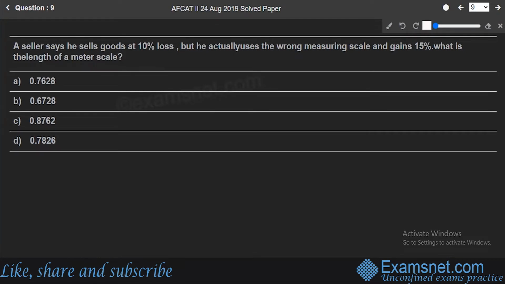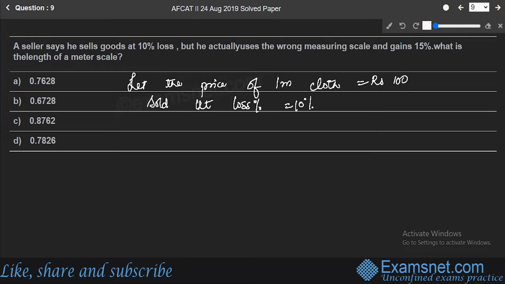So let's start with the question by assuming, let the price of 1 meter cloth be equal to rupees 100. Then he sold it at a loss of 10%, correct? This 1 meter cloth was sold at a loss of 10%.